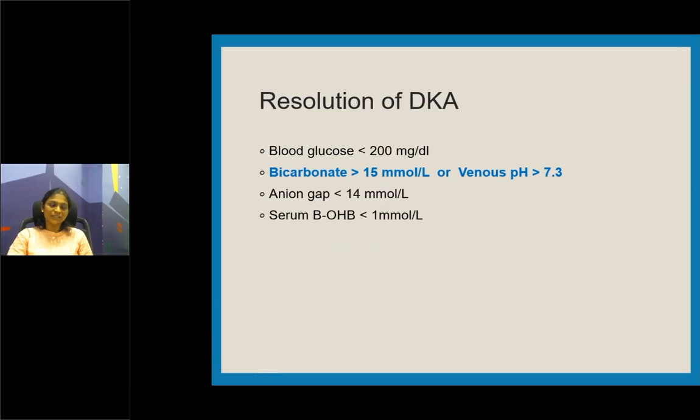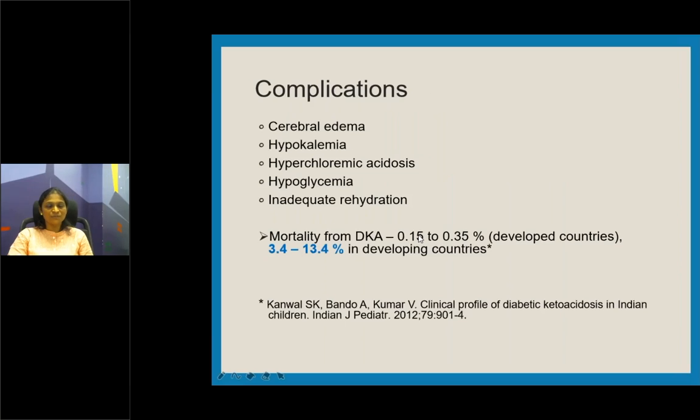So when do we say that the DKA has resolved? When the blood sugar is persistently below 200 and the bicarbonate is more than 15 or venous pH is more than 7.3. We also have to aim at an anion gap of less than 14, that is a normalization of anion gap, and that is the time when we can be very sure of the resolution of DKA and we can go ahead with switching over to subcutaneous insulin. Serum beta hydroxybutyrate should be less than 1 millimole per liter.